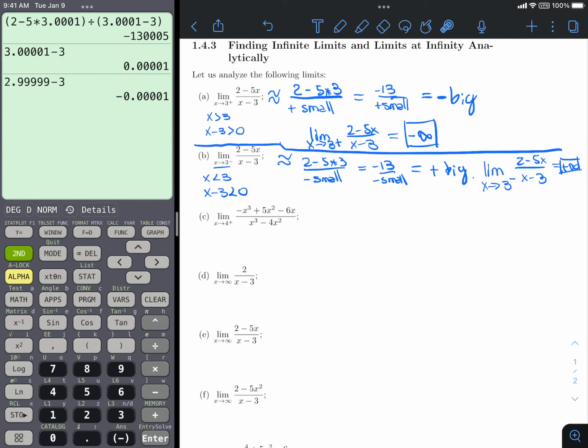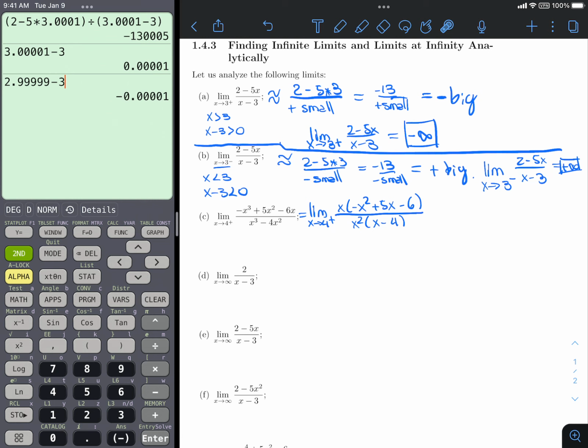Let's work on C now. On C we're going to do this. So first we're going to have to factor. So this will be the limit as x approaches 4 from the right. Pull out an x from the top to get minus x squared plus 5x minus 6. And then I'm going to get x squared from the bottom, x minus 4.